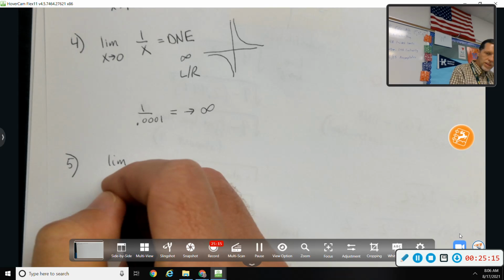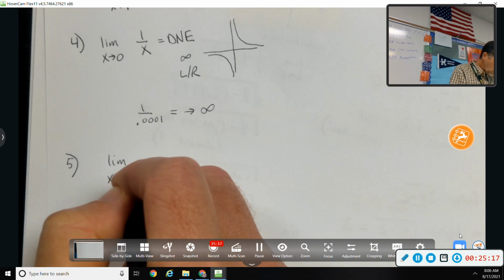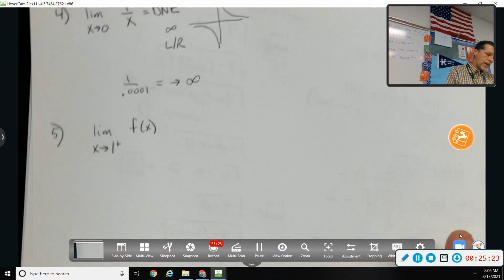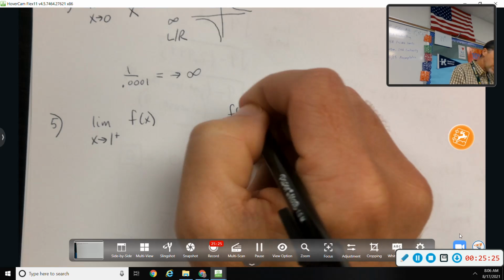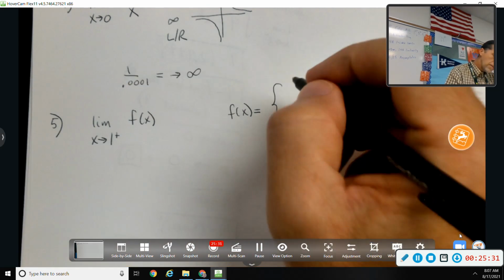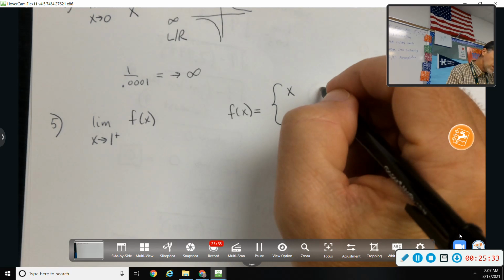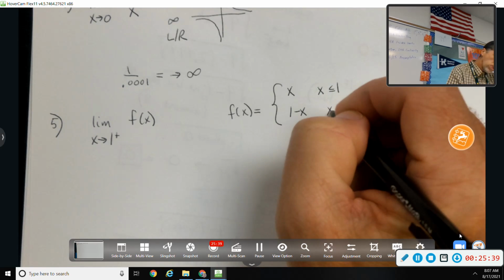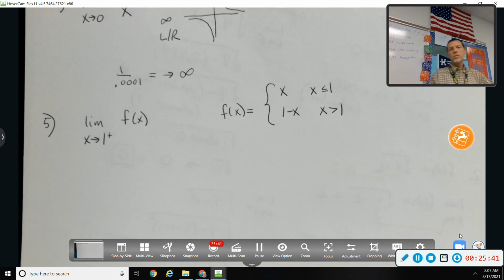Last one, limit as x approaches 1 from the right of f of x, where f of x is this piecewise function. Just because piecewise, for some reason, really messes people up. So f of x equals x when x is less than or equal to 1. F of x equals 1 minus x when x is greater than 1.